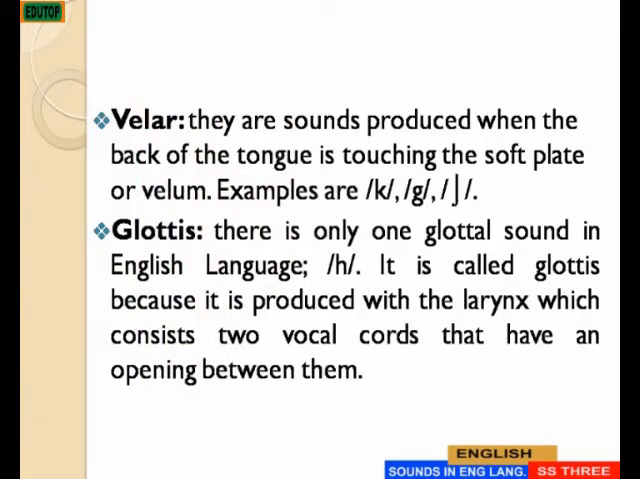The next one is velar. Velar sounds are produced when the back of the tongue is touching the soft palate or the velum. The soft palate is also referred to as the velum. Examples include k, g, and ng. The glottis. There is only one glottal sound in English language, and that is h. It is called glottal because it is produced with the larynx, which consists of two vocal cords that have an opening between them. So it is produced from the back of the mouth.